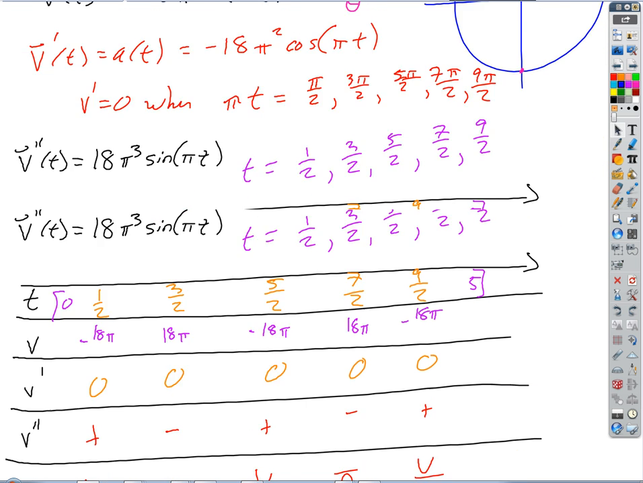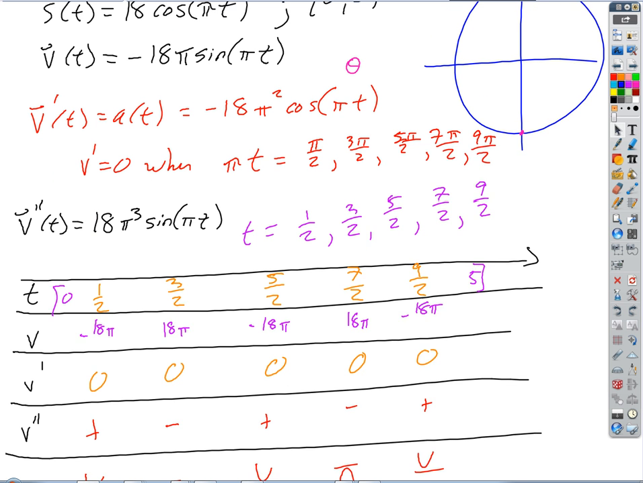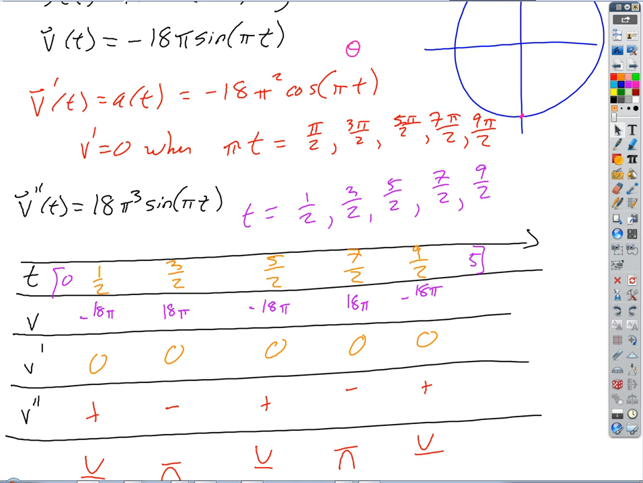Well, acceleration is v double prime, right? So we'd have to actually plug in values for that, but that's okay. We're going to get the same answer the whole time, aren't we? We're going to get 18 pi cubed times 1, or negative 1. At pi halves, it's going to be positive 1. At 3 halves pi, it's negative 1. So we're either going to get positive 18 pi cubed or negative 18 pi cubed. But the magnitude, what does magnitude mean? Magnitude just means the size of the number, so its absolute value, which is 18 pi cubed.